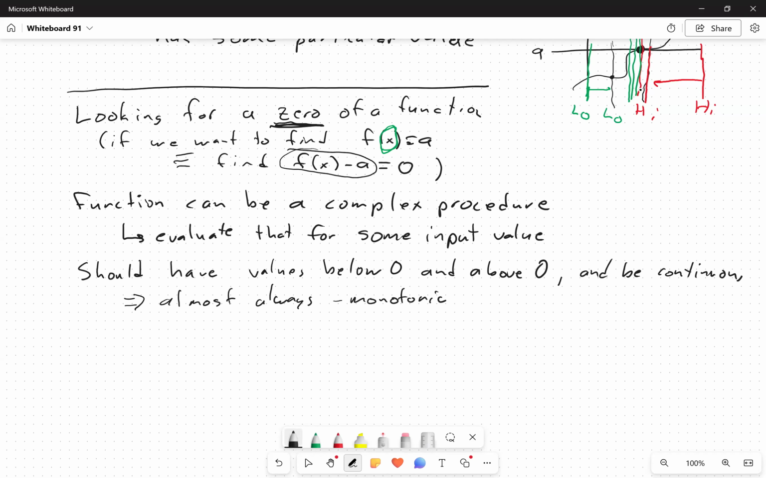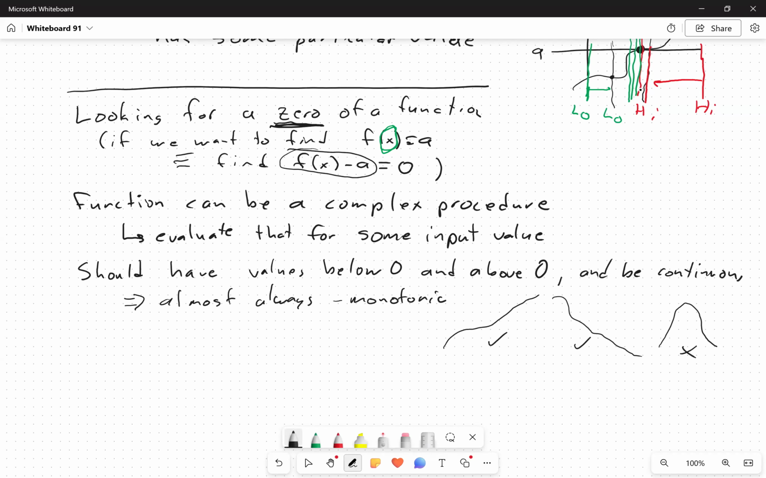Okay, monotonic means not increasing or not decreasing. So a function like that is monotonic going up. Here's a monotonic function going down. A function like this is not monotonic. It goes up and then it goes down. So monotonic increasing, monotonic decreasing, not monotonic over here.